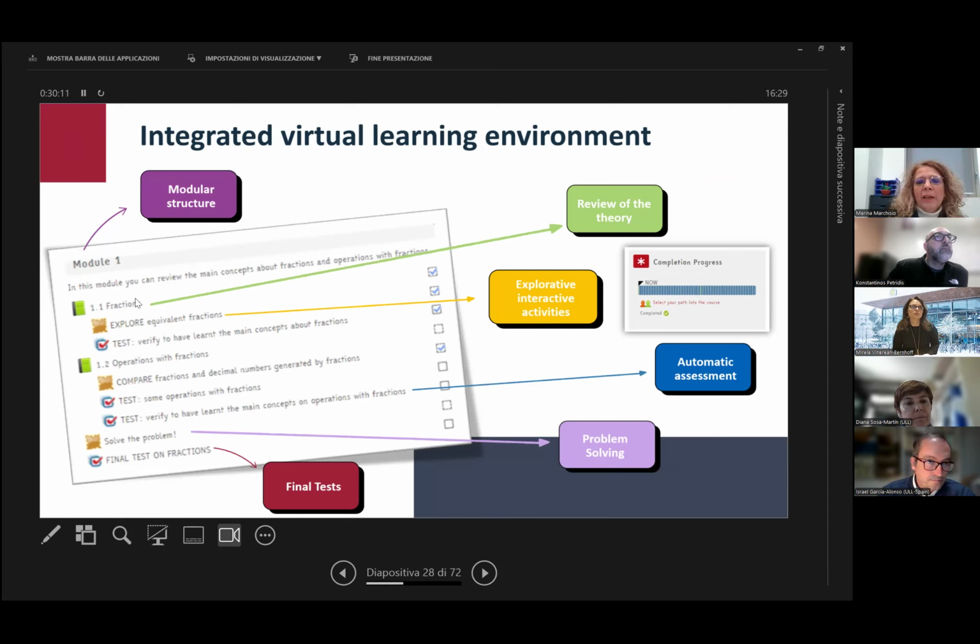And in the module, you can find files in order to review the theory. For instance, you can see here the Moodle pages or interactive worksheets prepared using Maple in order to allow our students to make explorative interactive activities. And then there are tests with automatic assessment, but there are problems to be solved. But there are also tools to allow students to check their progress. For instance, this is the completion progress bar.